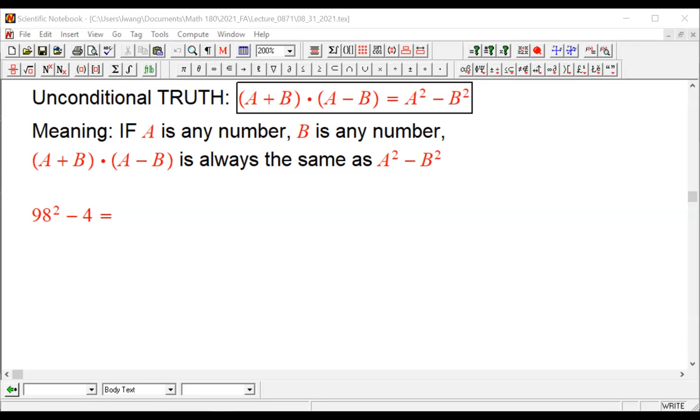98 minus 2 multiplied by 98 plus 2. So what are you trying to do? That's right. You try to use the conjugate, yes? And do you need a calculator? No, 98 and 2. You got it. What do you end up with? Yeah, that's the power of this fact.